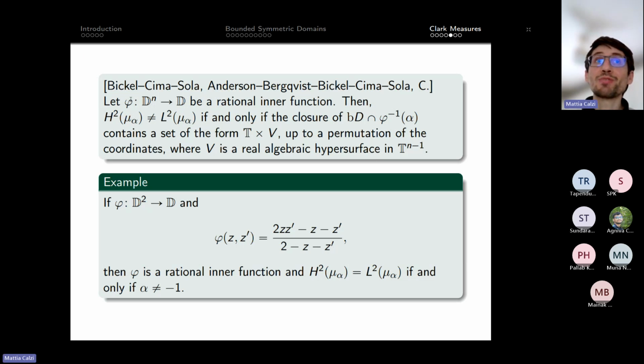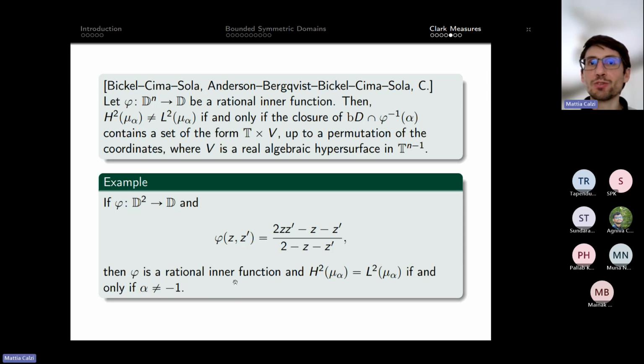So in particular, if phi doesn't depend on some variables, this happens always, because this object here does not depend on at least one variable. And so polynomials are never dense. But it may happen, for instance, in this case, that H2 is equal to L2, so polynomials are dense in L2 of mu alpha, for all alpha except a finite number, in this case 1.